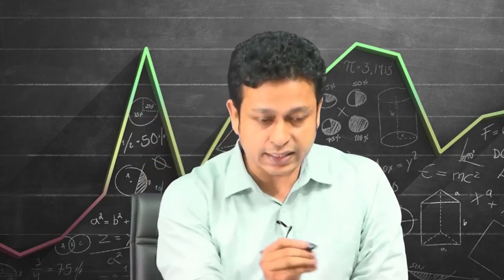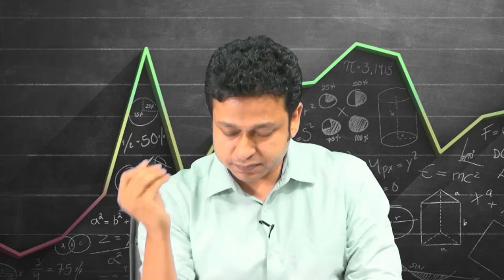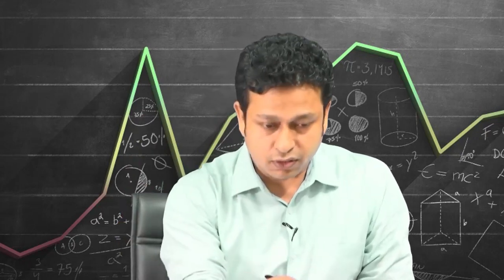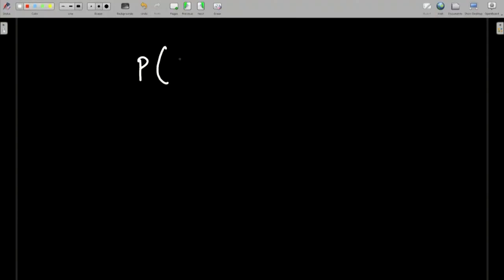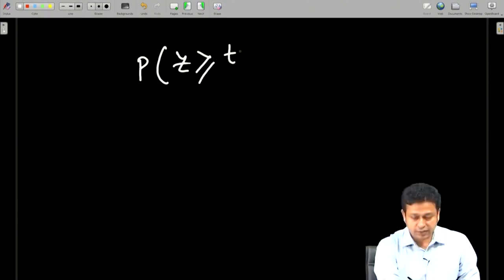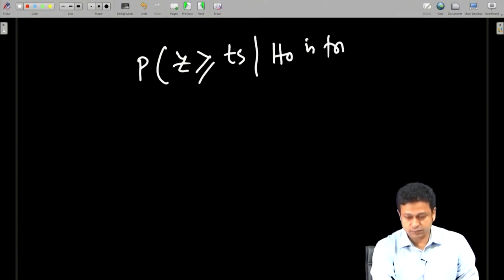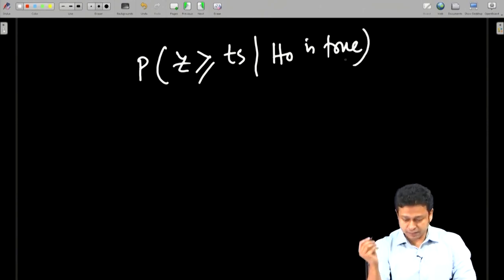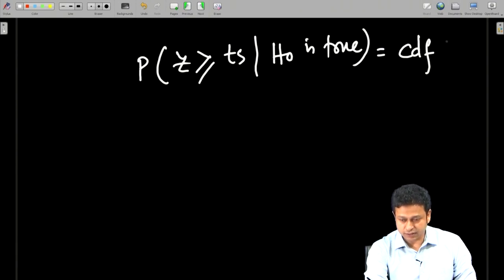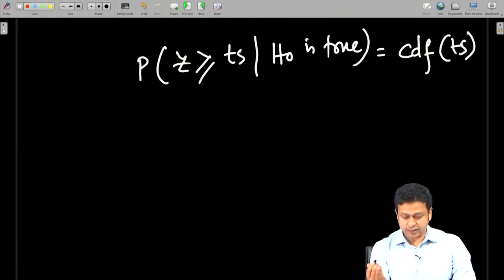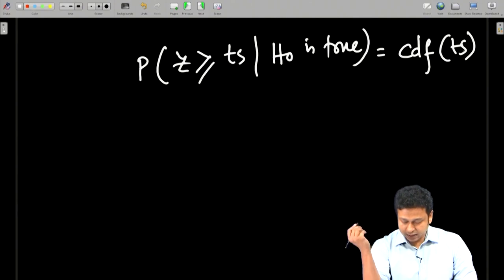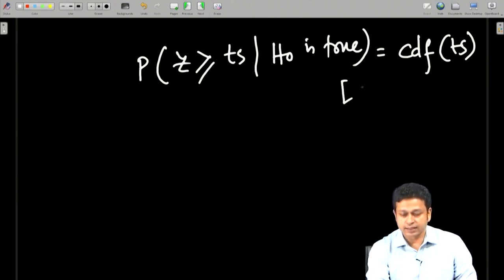The p value measures the area under the curve. I will write it down: it is the probability that the value of the z statistic is more than the test statistic, given that H naught is true. I will explain. That essentially would mean the CDF of the test statistic. In this particular case, this is for the right tail test.